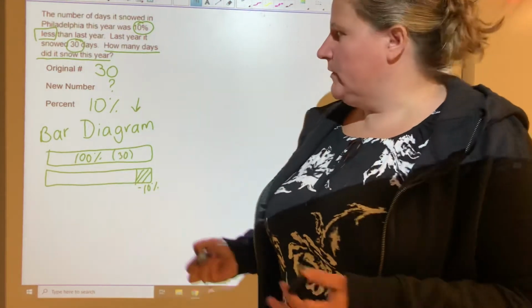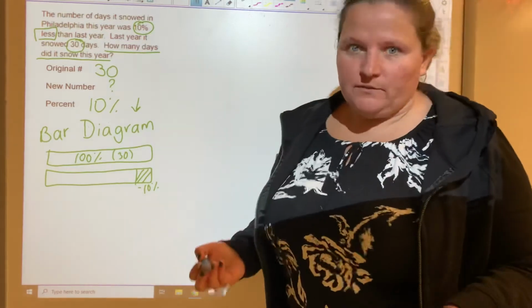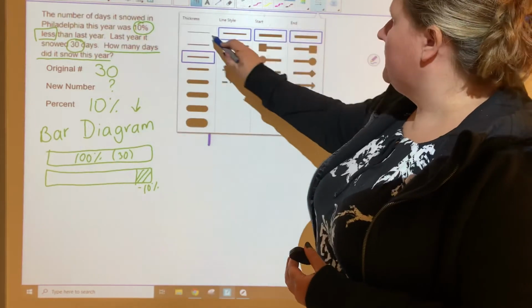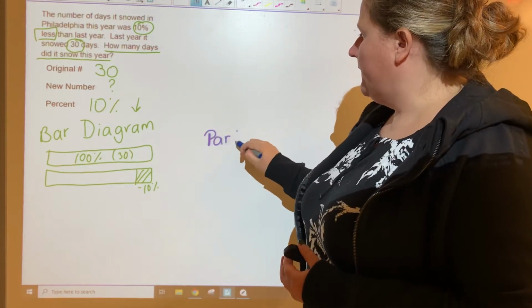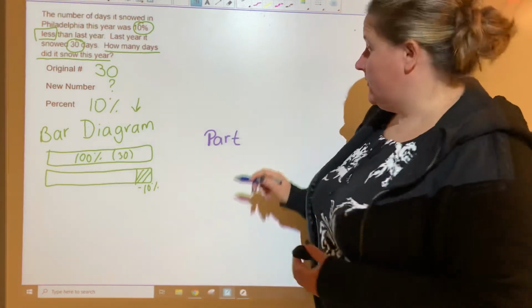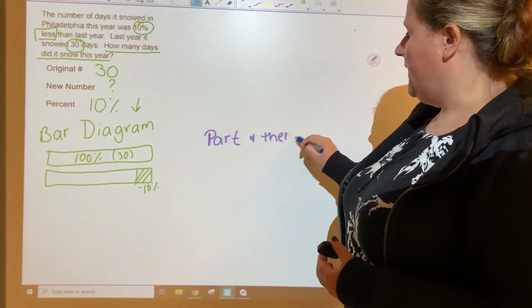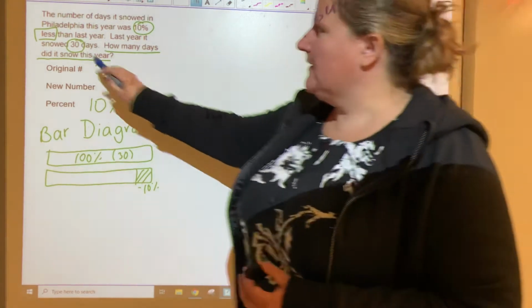So I can use this bar diagram to try to solve the problem a couple of different ways. And the first way again would be finding my part of the whole. So I'm going to find my part and then subtract. And I'm subtracting because it says it's less. That word less tells me it's going down.